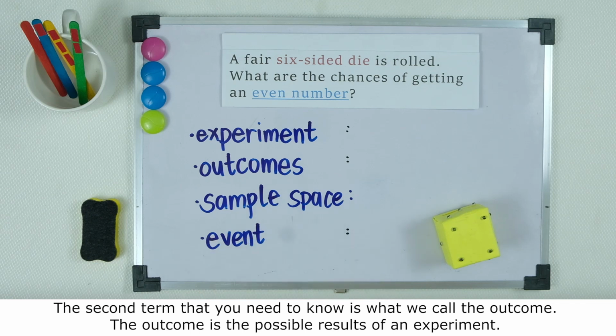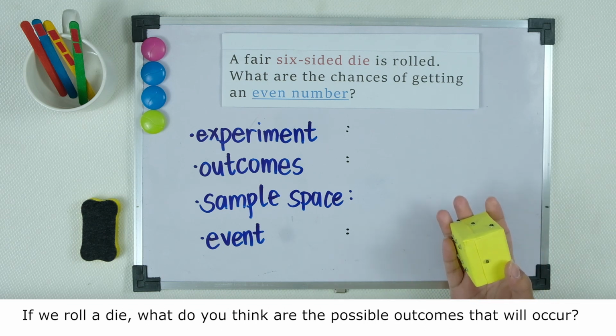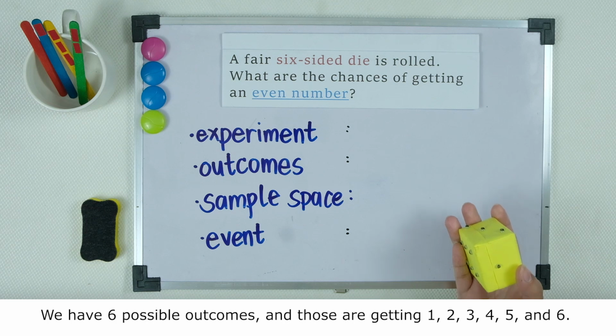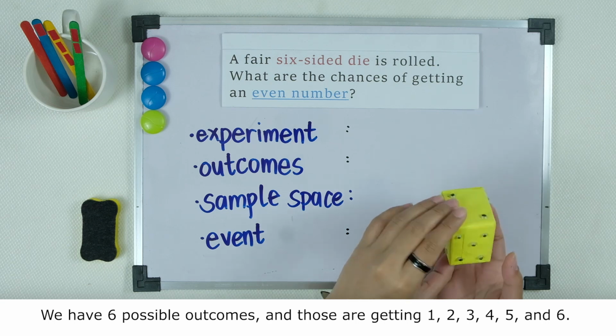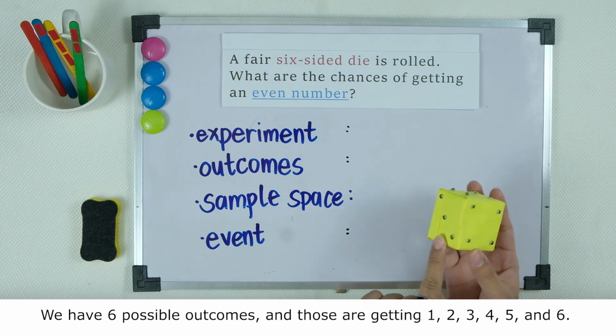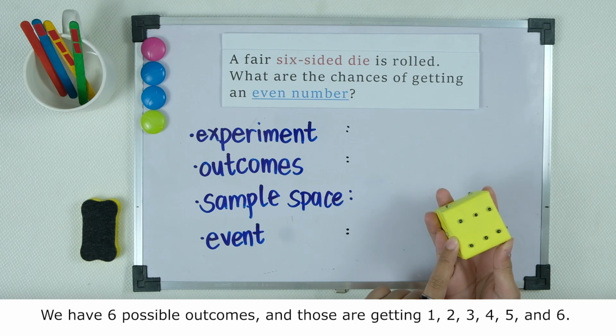The second term that you need to know is what we call the outcomes. The outcome is the possible result of an experiment. Now, if we roll a die, what do you think are the possible outcomes that may occur? Since this is a six-sided die, we have six possible outcomes. And what are those? We have getting 1, 2, 3, 4, 5, and getting 6 dots.